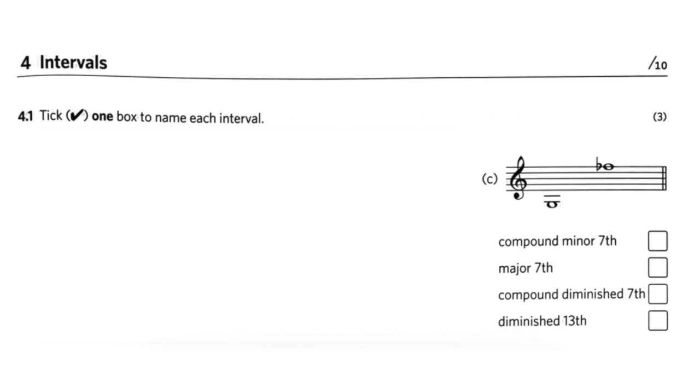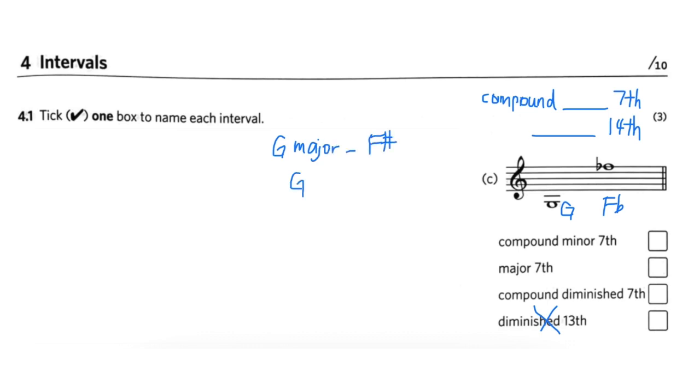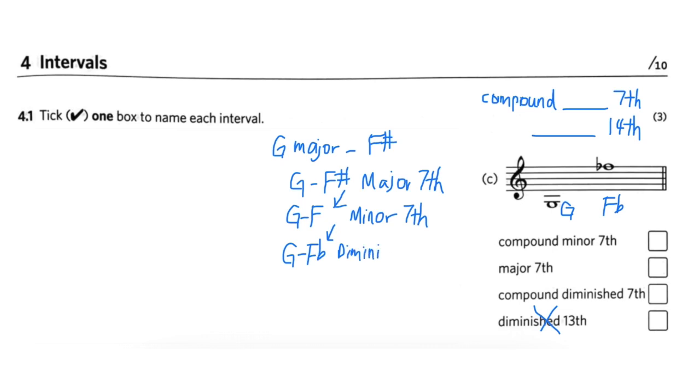For the following question, we'll do the same by reading the notes first. The first note is a G, and next is F flat. The number interval will be a compound 7th or a 14th. By looking at the answers, we can already rule out diminished 13th. To find the interval, we think of G major, and the key signature is F sharp. So G to F sharp is a major 7th. Now we bring it 1 semitone lower to F, that becomes a minor 7th. And if we bring it down further to F flat, it will become a diminished seventh, and in this case, compound diminished seventh will be the correct answer.